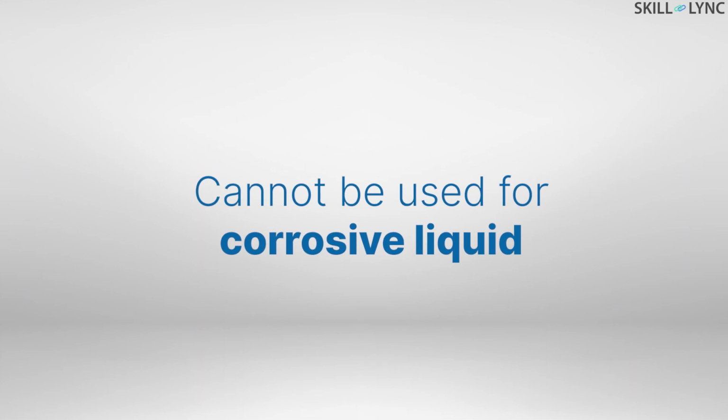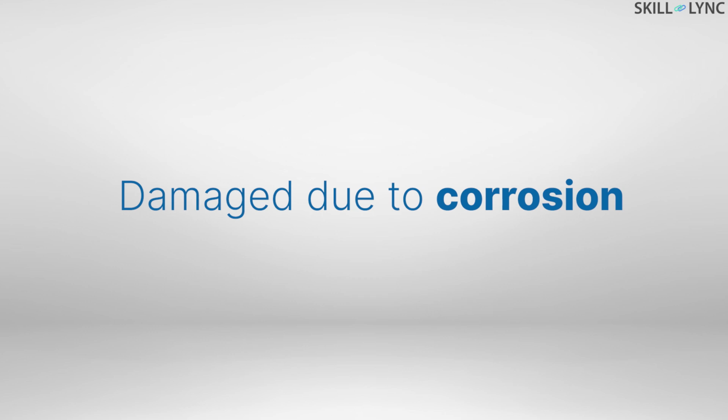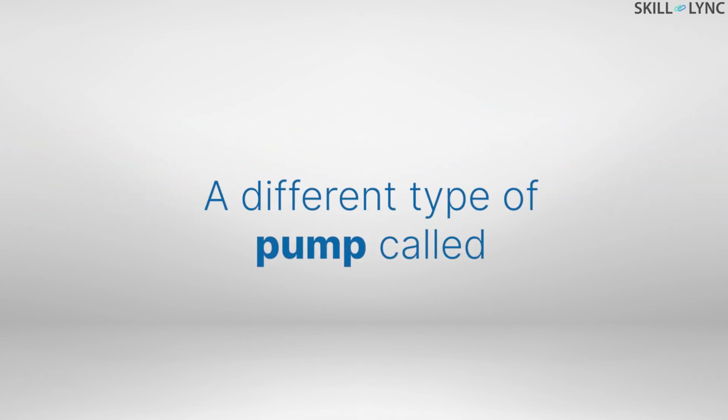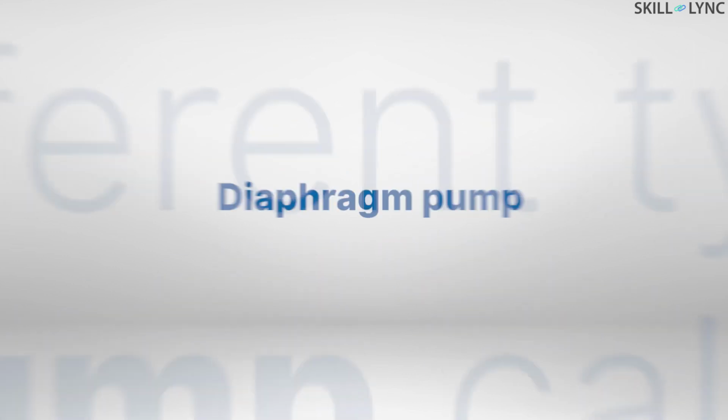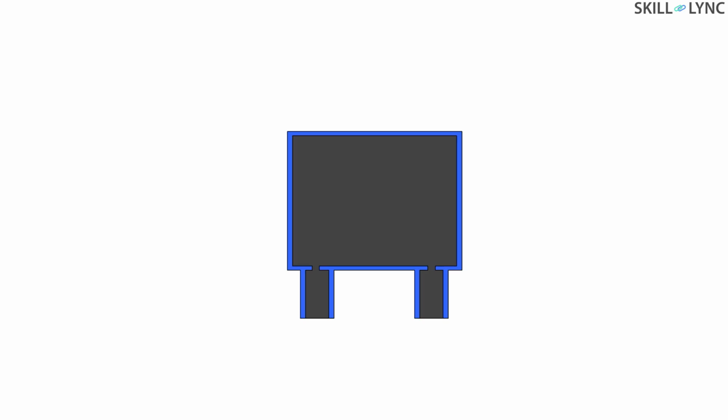Piston and plunger pumps cannot be used to pump corrosive liquids. This is because the piston head or the plunger can get damaged because of corrosion. To avoid this, a different type of pump called a diaphragm pump is used. The working of this pump is much similar to the working of the piston pump. In a diaphragm pump, we have a flexible diaphragm which moves in a reciprocating manner to pump the fluid.